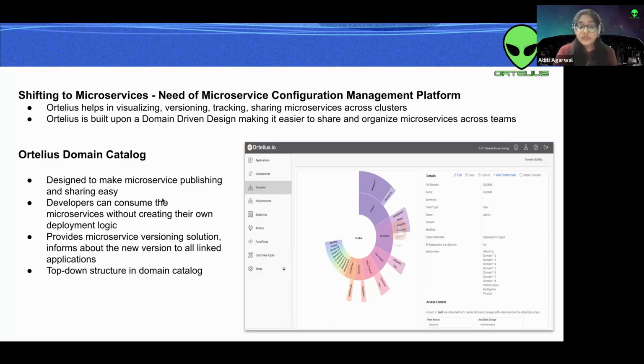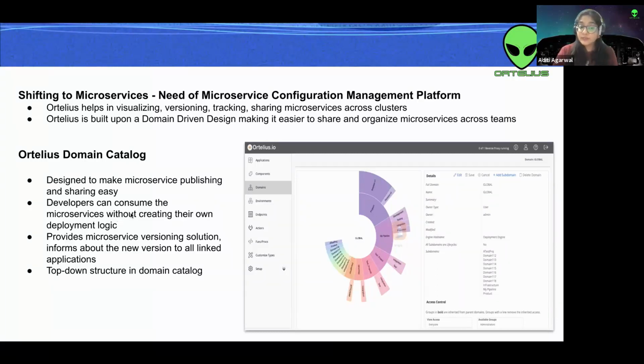So we use microservices, but how do we publish them? Where do we publish them? How do we make developers aware that our microservices have been published? How do the developers get to see where they are published? And how can they share these microservices inside their applications? All these things can be done inside the domain catalog of Ortelius.